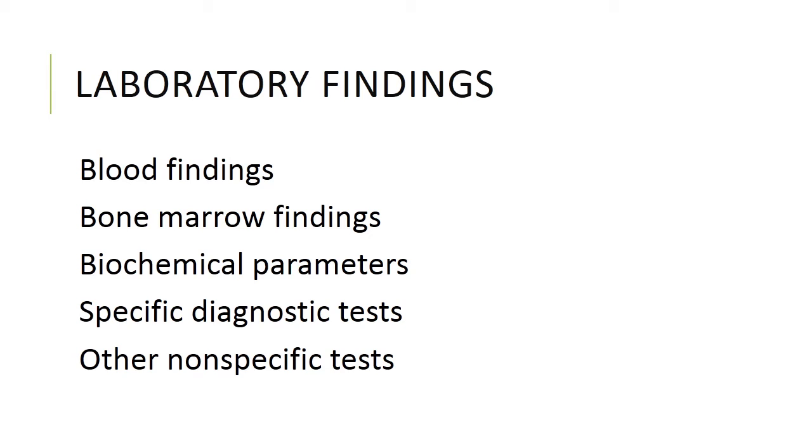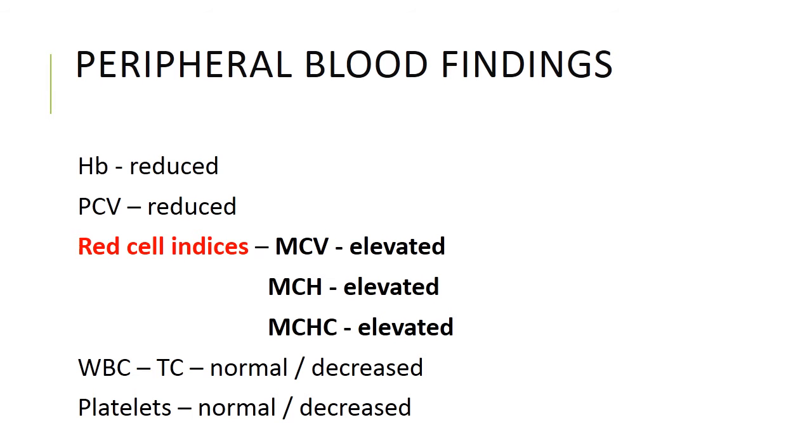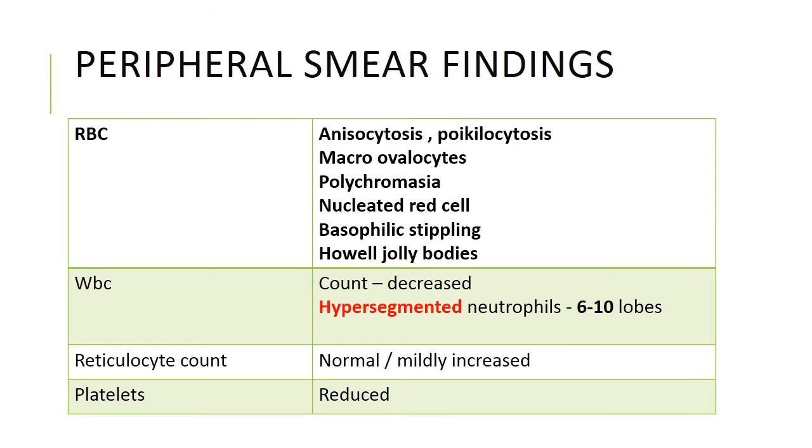Blood findings and bone marrow findings remain the same as that of the megaloblastic anemia. So peripheral blood findings: hemoglobin is reduced, PCV reduced, all the three indices remain elevated. Total count remains normal or decreased, and platelets also remain normal or decreased.